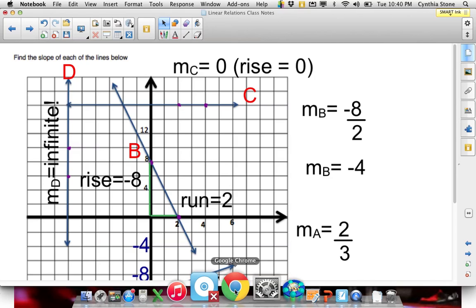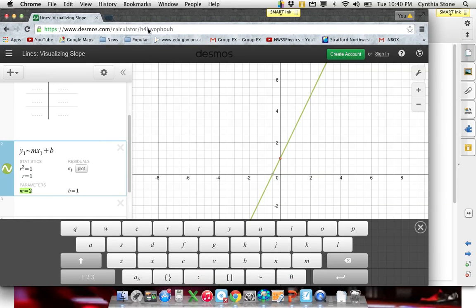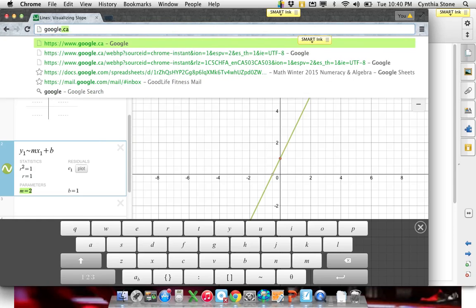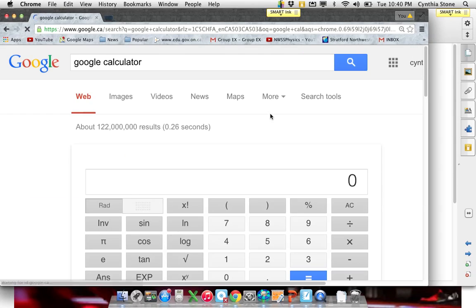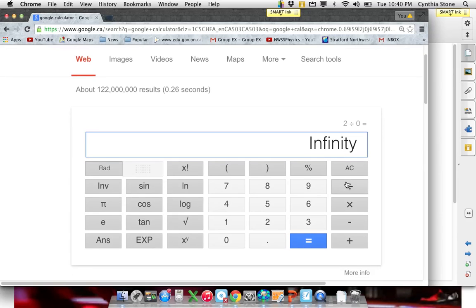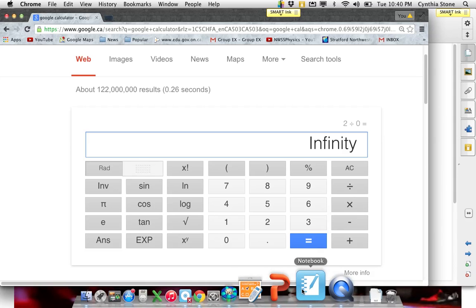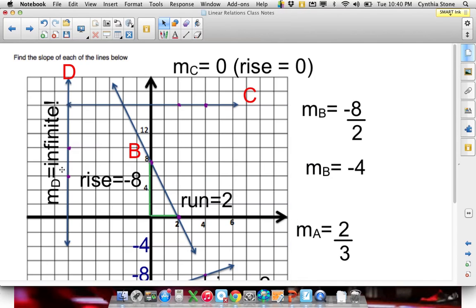And I'm going to prove to you here, because if Google says it's correct, it's got to be correct. I'm going to jump to Google calculator. And I'm going to say, what did I say? My rise was 2. So I go 2 divided by 0, infinity. Okay? So if you have a run of 0, like the denominator is 0, then the slope is infinite. And from a visual point of view, if it's straight up and down, the slope is infinite.